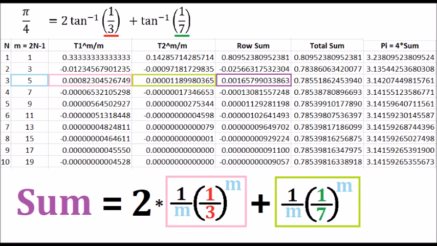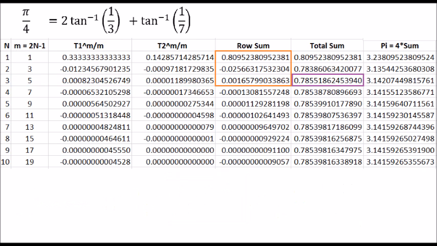Though I didn't write it explicitly here, don't forget that every other term in the series expansion is negative. That fact is reflected in the third and fourth columns. Once more, the purple box is the sum of values boxed in orange. To get pi, we multiply that by 4.